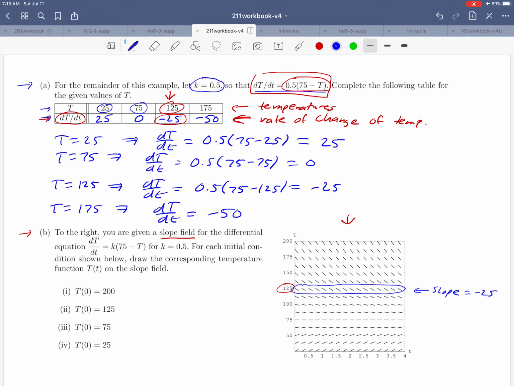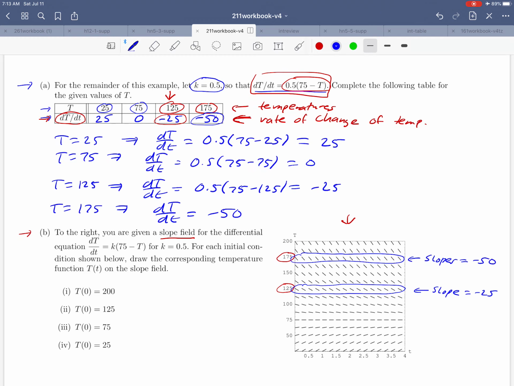Let's look at one more situation. What if T were 175? Then we'd be sitting up here in our table. And notice that the slopes are still negative, and the values of those slopes should match the number that we got here. So all of those slopes are negative 50.